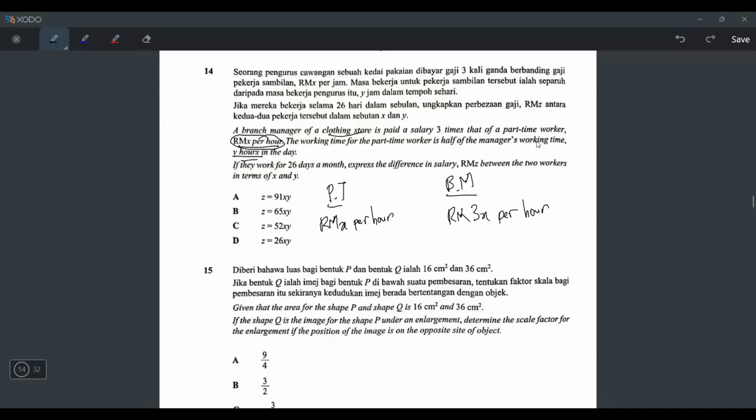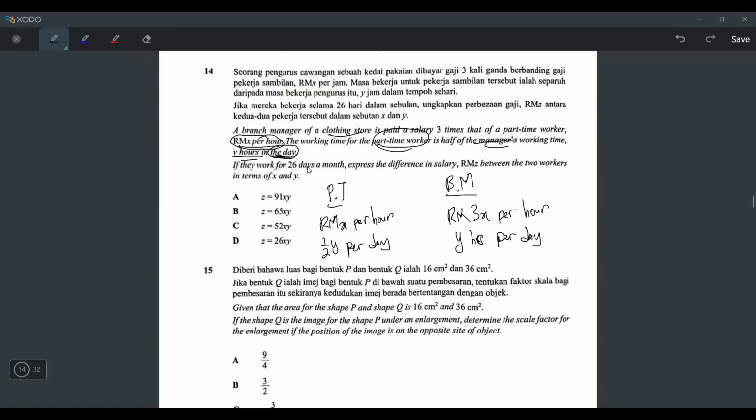It means the manager working time is only Y hours per day in a day. So manager is this one, right? So the working time is Y hours per day. Means 1 day he only work for Y hours, but then the working time for part-time worker is half of the managers. So part-time you only work for half, means Y over 2 lah, ataupun you can say 1 over 2Y. Okay, 1 over 2Y ataupun Y over 2 per day, because they say in a day, right? So this one very important, per day.